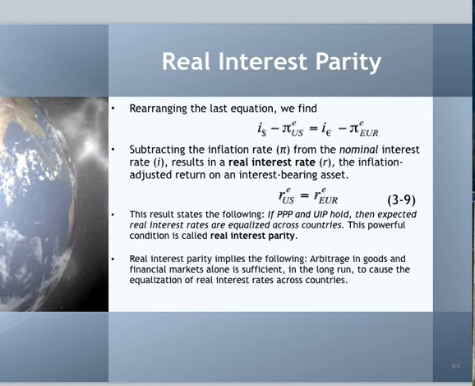Now, of course, this requires capital accounts to be open, which allows arbitrage to take place. So arbitrage in goods and financial markets alone is sufficient in the long run to cause equalization of real interest rates across countries. And this is what we would expect.